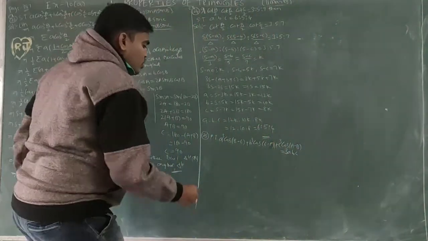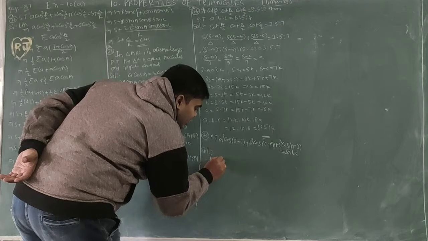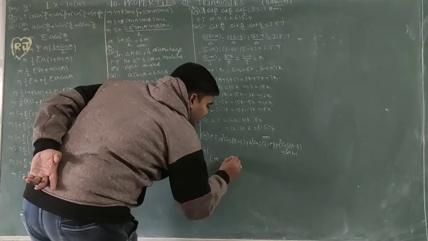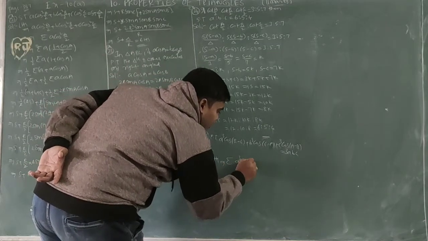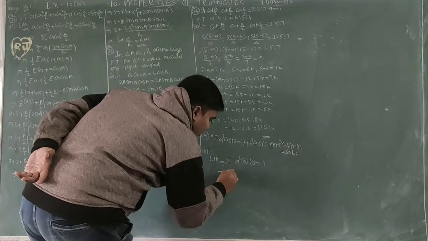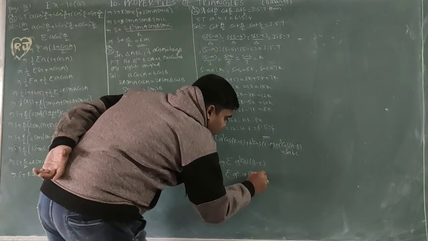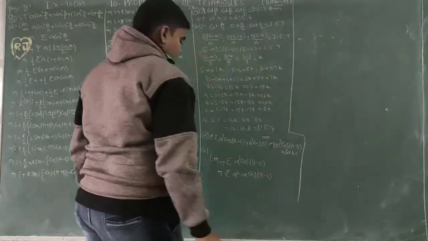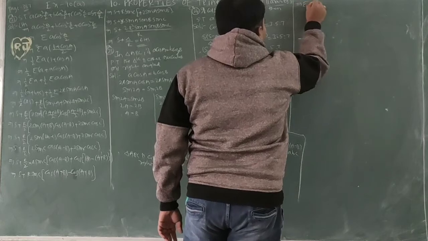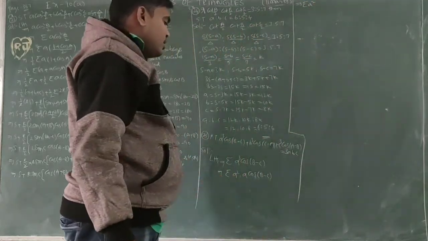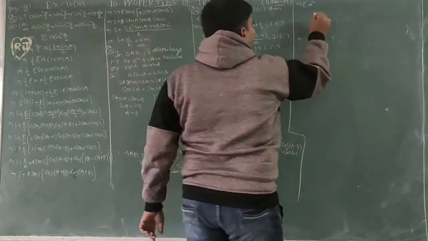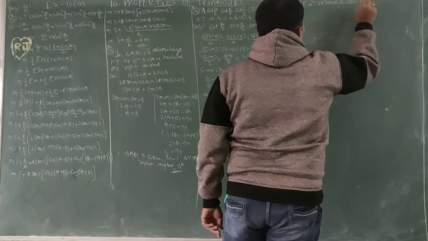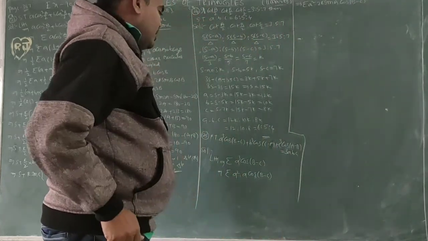Okay, now coming to the solution, I am taking the LHS. Simply I am taking sigma a cube cos of (b minus c), which is sigma a square into a cos of (b minus c). Now this implies sigma a square into 2R sin A into cos of (b minus c).